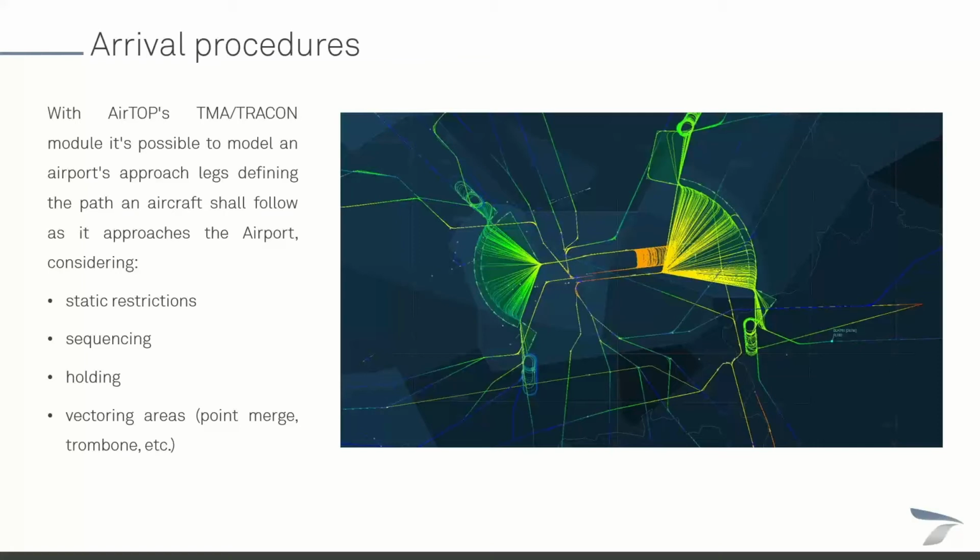Again, it goes without saying that the model will be simulating both arrivals and departures at the same time, hence providing an accurate view of the interactions between the departures and arrivals, and how the airport can operate, and essentially how the airspace can cope with the demand in order to optimize and hand over the traffic from the en route to the airport.